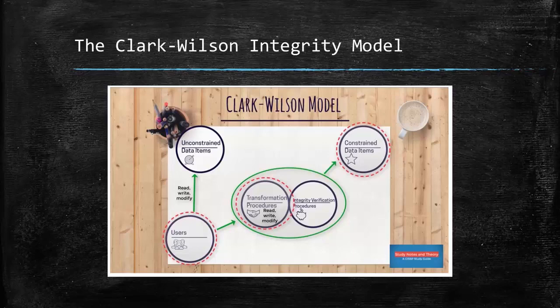The reason for the middleman is to protect the integrity of the constrained data via the integrity verification, for which the user would use an application with a transformation procedure. That transformation procedure would then relay the information to the constrained data item as long as the integrity verification procedure checks out.